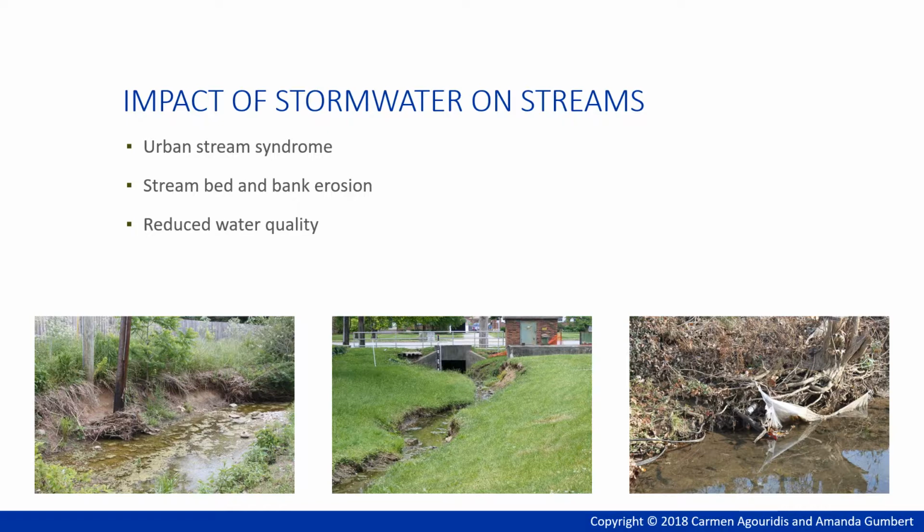The biotic health of urban streams is reduced due to the flashy hydrology, which scours channels, but also because higher pollutant loads result in poorer water quality.